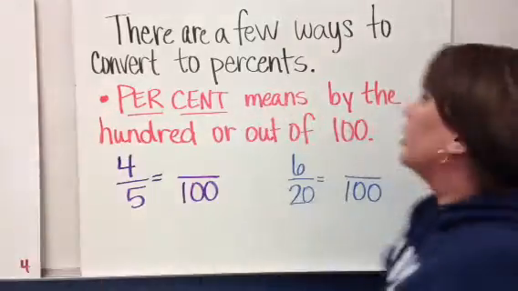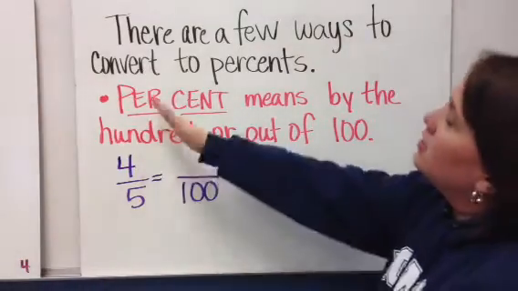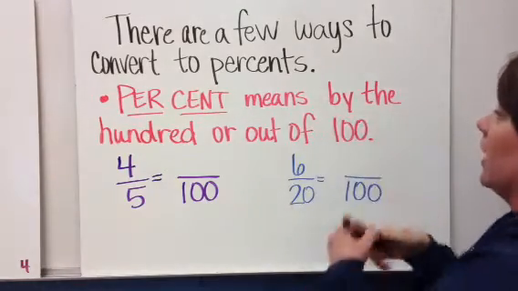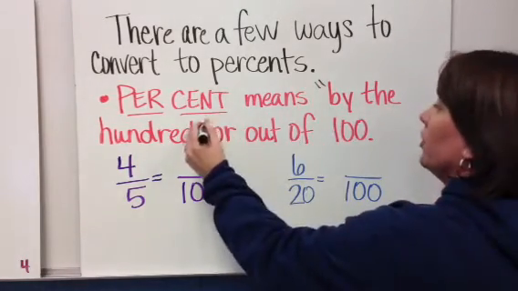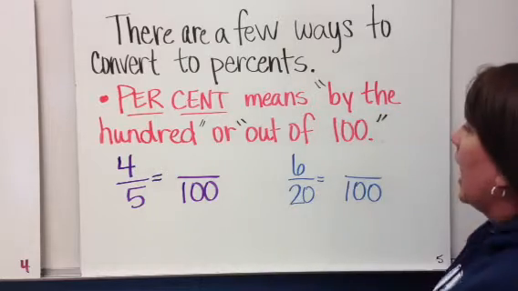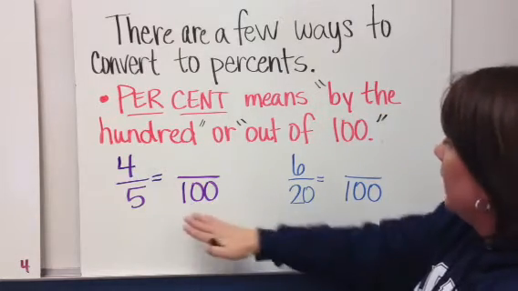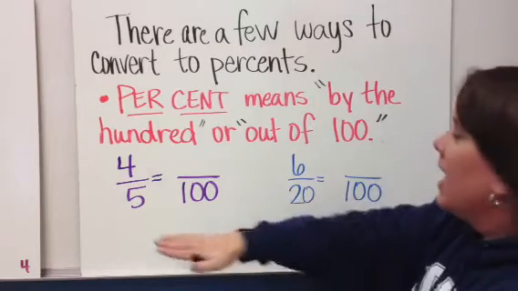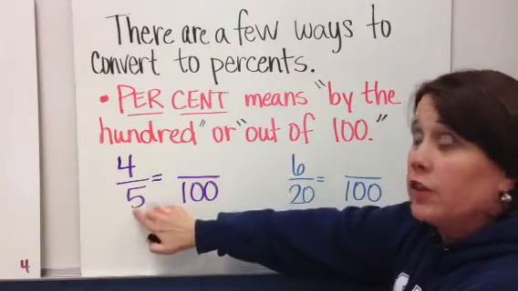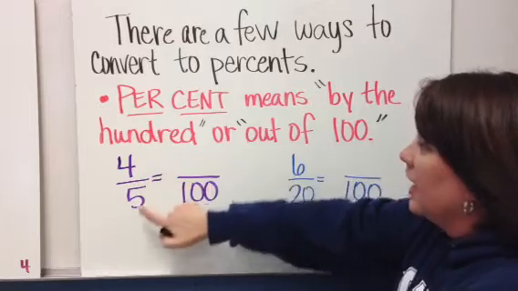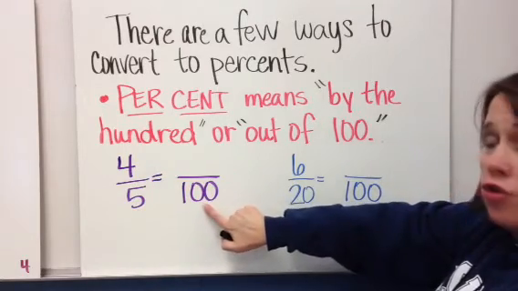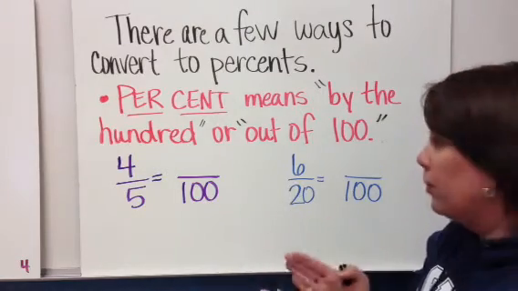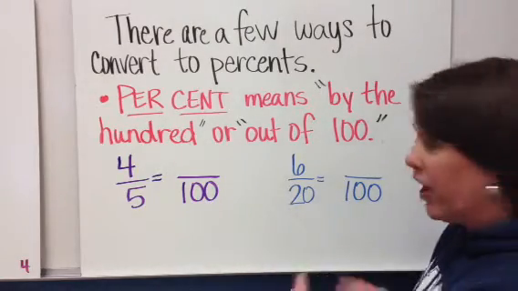Now, there's a few ways to convert to percents, and it's important to know that percent actually means by the 100 or out of 100. And so I can come up with a common denominator of 100. Or I can say, as long as this denominator here in the original fraction can go evenly into 100, I can figure out percents by setting up what's called a proportion or equivalent fractions.